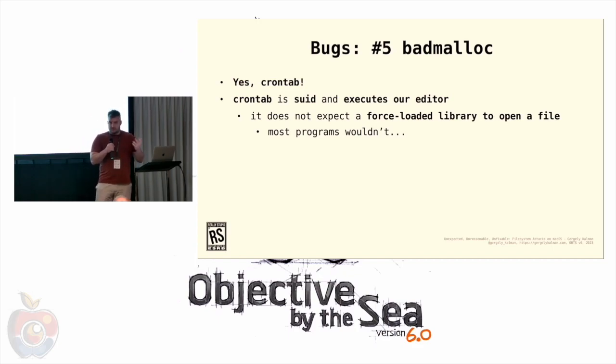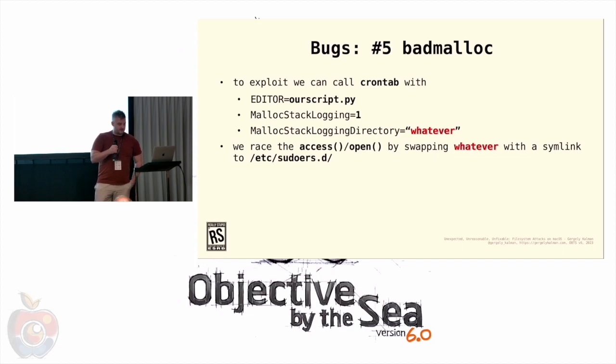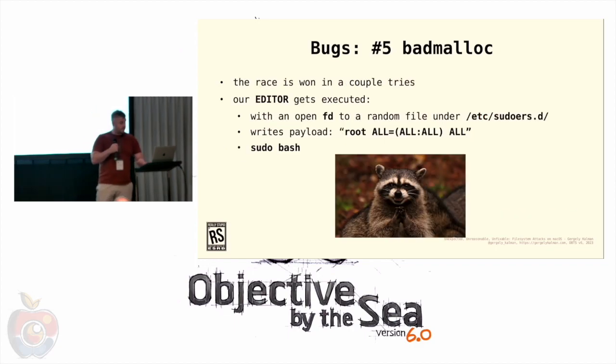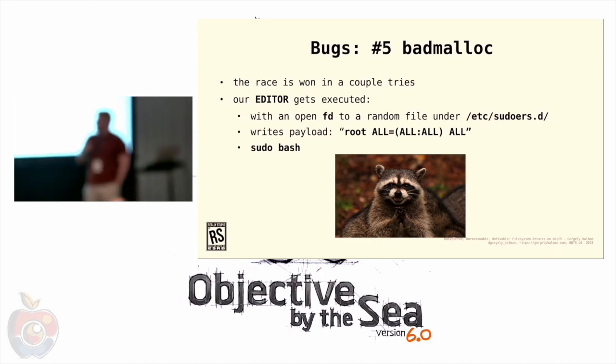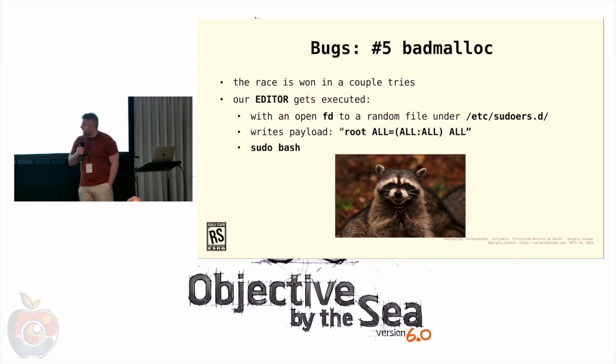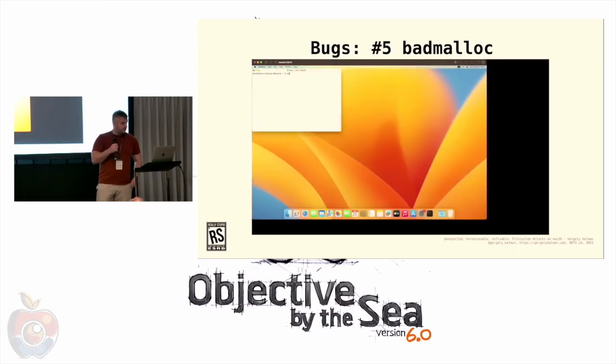And this is not crontab's fault again. So this is what we do. We set our editor to our script. We call it, we trigger debug, and we race the access-open by swapping the directory very quickly with a symlink to /etc/sudoers.d. And as soon as we win the race, we will know because we have an fd open to a random file under there. So we truncate, write the payload, and be happy. And this is very, very quick.